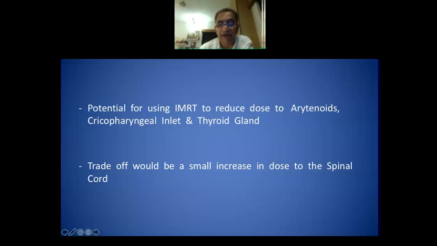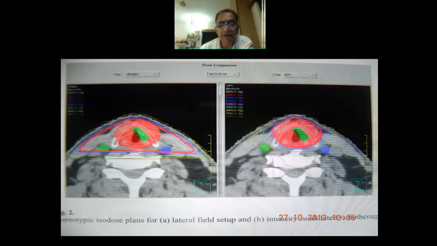When we use high precision radiation, we try to reduce dose to the thyroid, we try to reduce the dose to the cricopharyngeal inlet, we try to reduce dose to the thyroid cartilage, and there could be a small trade-off. When you try doing all this, the software delivers a slightly higher dose to the spinal cord, but neural tissue has got a large dose limit, and we really don't worry about spinal cord toxicity. So just to show you the computer plan which we generate for carotid sparing.